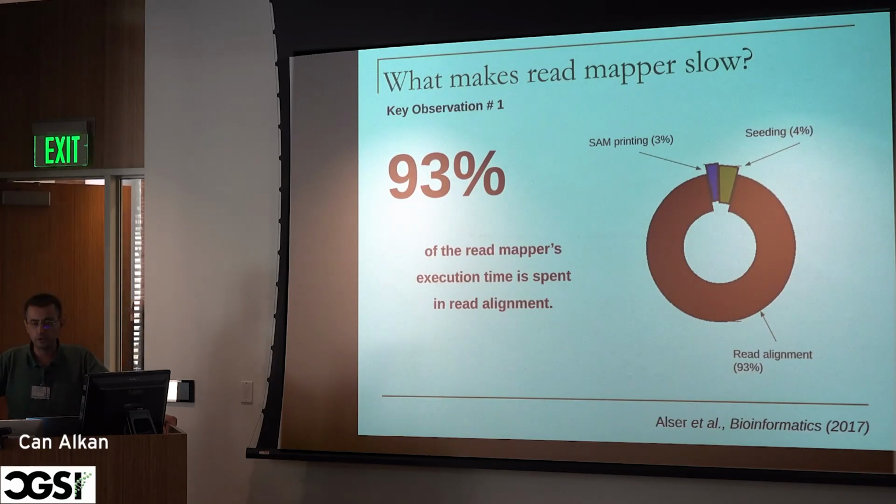Today, I'm going to focus more on read alignment. As we know, when we are aligning billions of short reads or hundreds of millions of long reads, the alignment process is pretty slow. The reason, which my former student Mohammed Alser characterized, is that 93% of the read mapper's execution time is spent on the alignment. This is Needleman-Wunsch, Smith-Waterman, or derivatives of it.